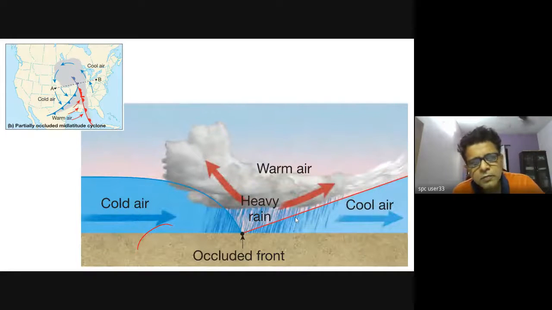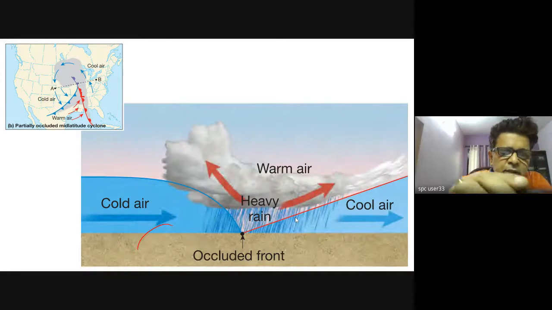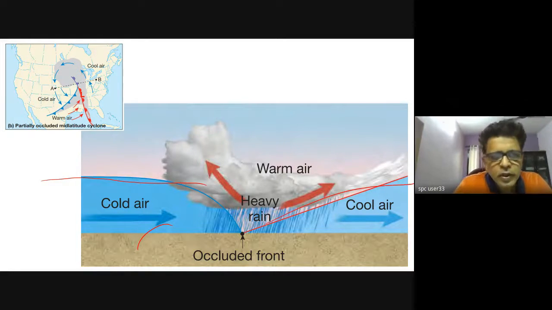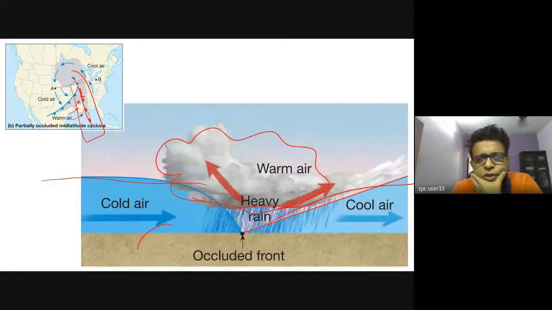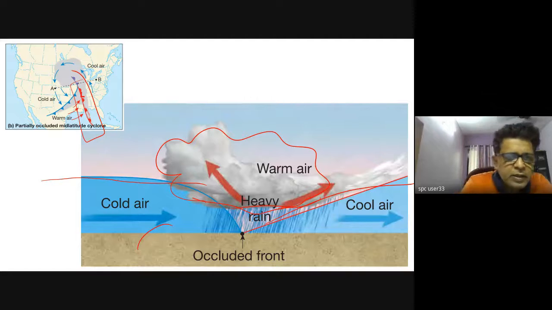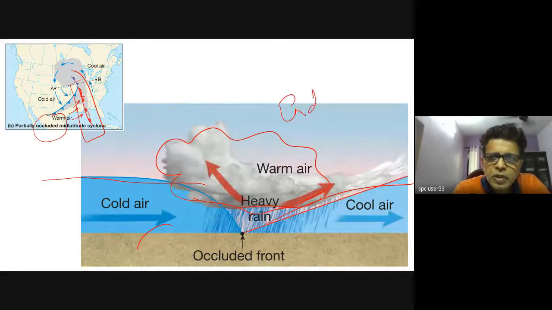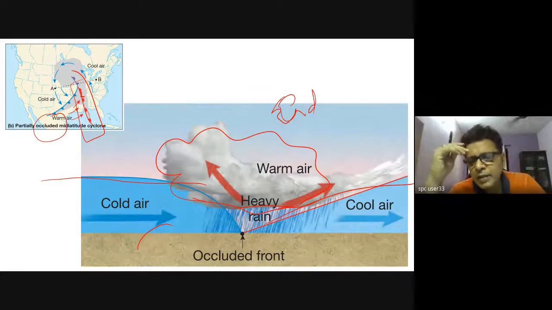What is happening actually is that this cold air is closing in on this red line. Eventually the cold air is going to stay. This is the cold air, and this is the cold air. What happened to this warm air? It has been picked up and sent up, and it is depositing moisture in the form of heavy rain. This is called an occluded cyclone. Occluded means it comes near the end process of what can be called a temperate cyclone.